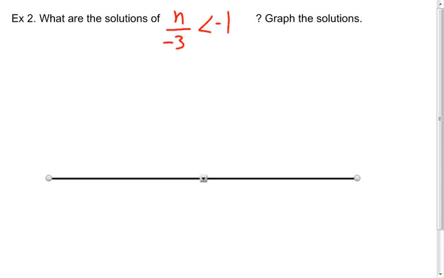What are the solutions of this inequality? N is my variable. It's being divided by negative 3, so I need to multiply by negative 3. Now, what I did to both sides, I multiplied both sides by a negative number. So, multiplying by negative 3 and dividing by negative 3 are inverses, so they cancel. I have n left. Negative 1 times negative 3 is a positive 3. I multiplied both sides by a negative number, so I have to switch the inequality. The inequality was pointing to the left. Now it's pointing to the right.